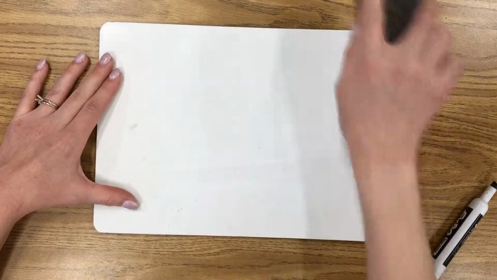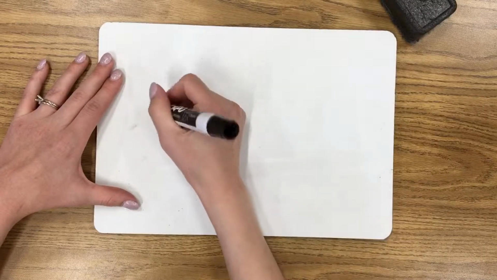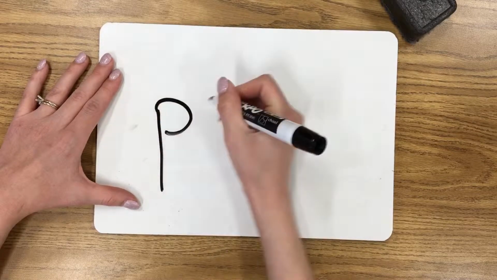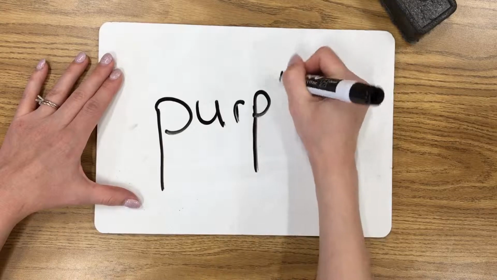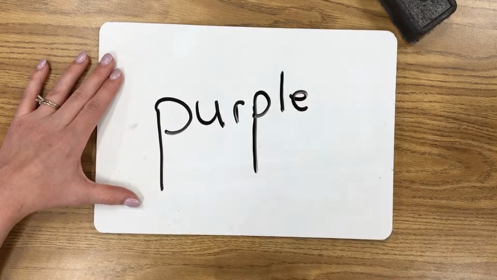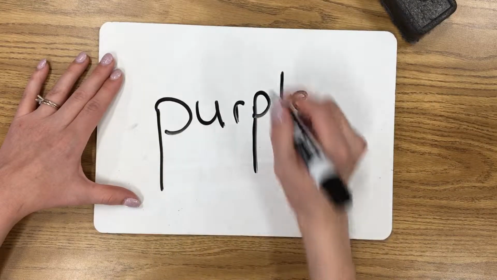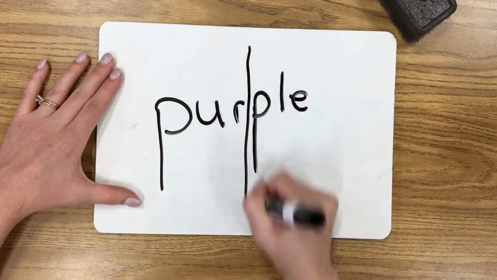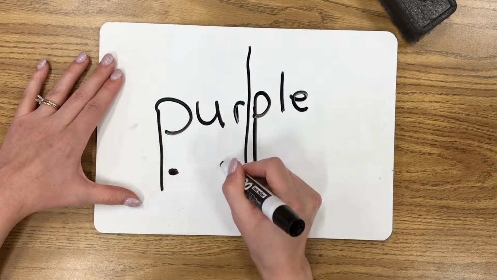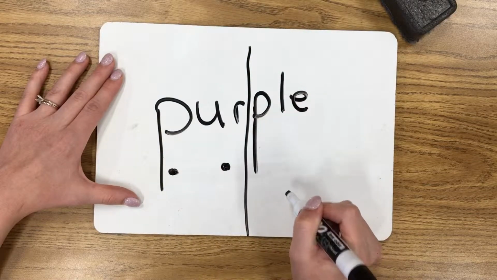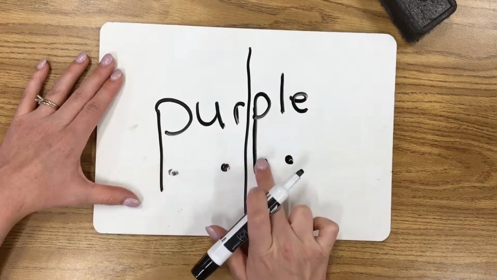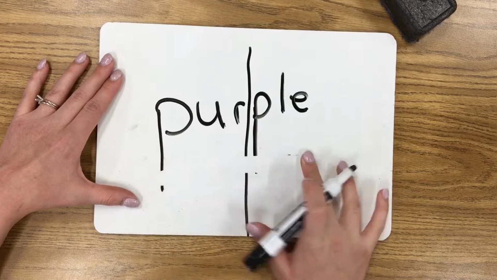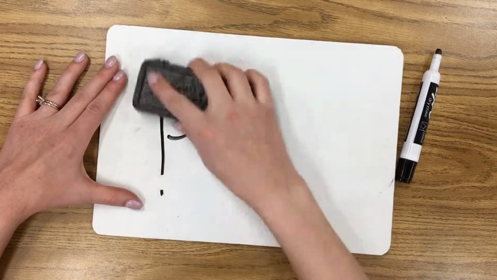And I'm going to show you another sight word. Tell me if you know it. If I were to try and decode this, I would chunk it right here. And I would say pa, p, p, purple. But this is a sight word, so you should be able to just knock it right out of the park. All right.